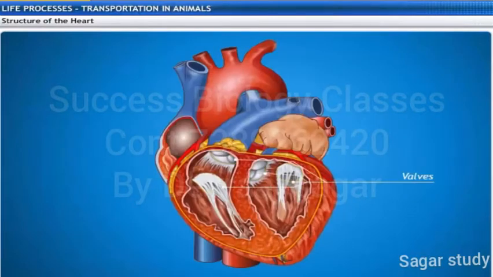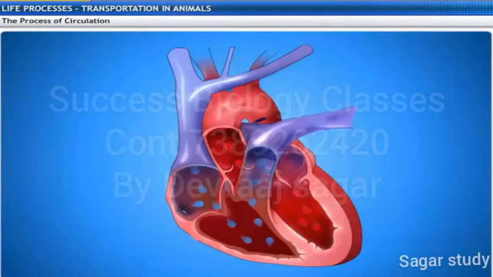The heart is supplied with valves, which allow blood to flow in only one direction from the auricle to the ventricle. These valves prevent the blood from flowing back. Let's take a look at how the heart works in detail.